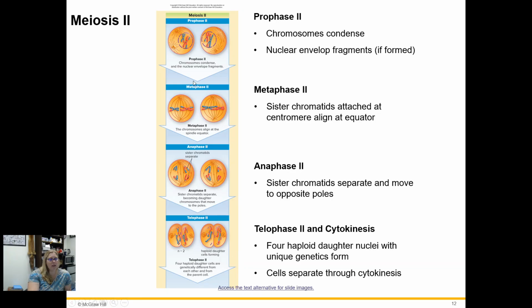Everything that we see in mitosis is happening here, but we have 2 cells going through each step rather than just the one. You will be asked to look at cells, like these images that aren't labeled, and tell me if that cell is in mitosis or meiosis and support your reasoning. So do make sure that you can do that, because that is a common question on the exam.